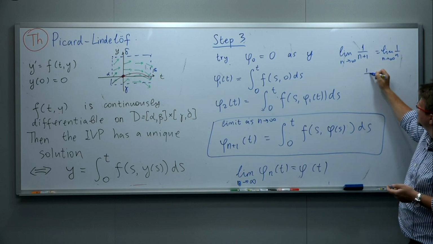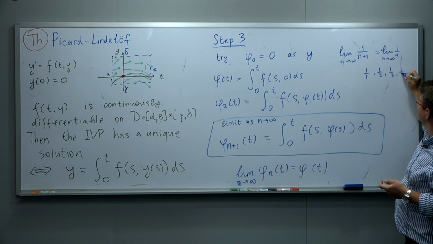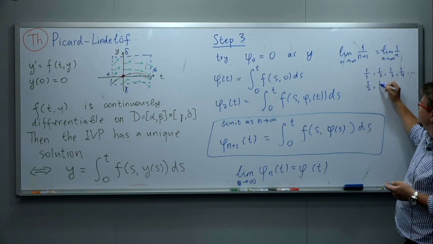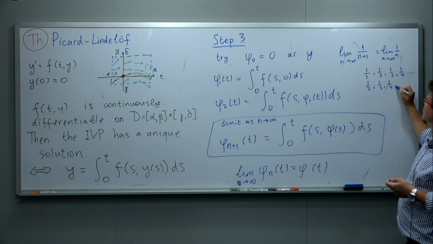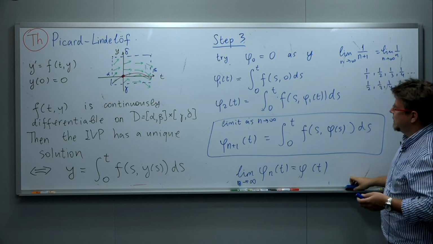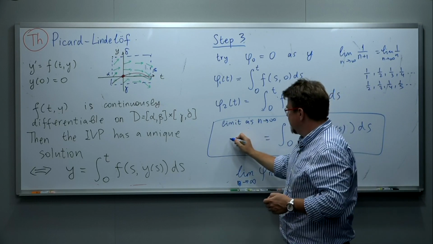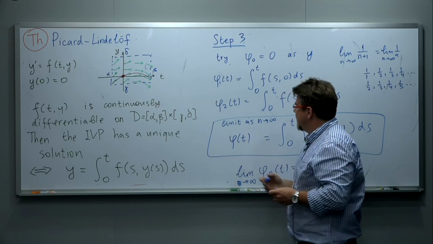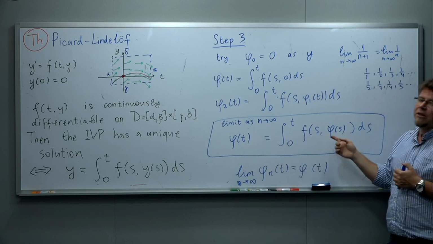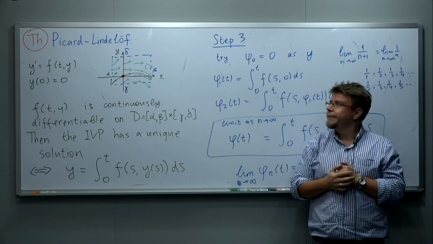Only this one looks like 1 over 1, 1 over 2, 1 over 3, 1 over 4, and so on. And this one is the same thing, only shifted: 1/2, 1/3, 1/4, 1/5. But the limit is, of course, the same. So the limit of this is also phi of t, which means that the limit of the sequence is going to be the solution to our integral equation, right?